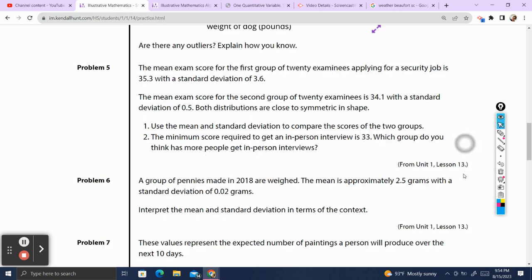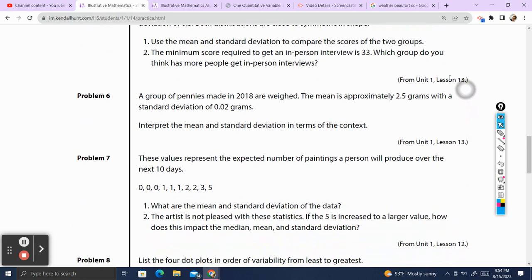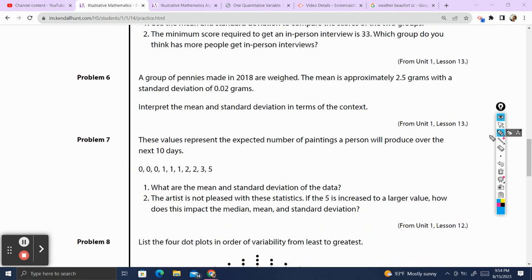That was a lot of theory, so if you need to pause this video to write it down, we're moving on to problem number 6. A group of pennies made in 2018 are weighed. The mean is approximately 2.5 grams with a standard deviation of 0.02 grams. Interpret the mean and the standard deviation in this context.